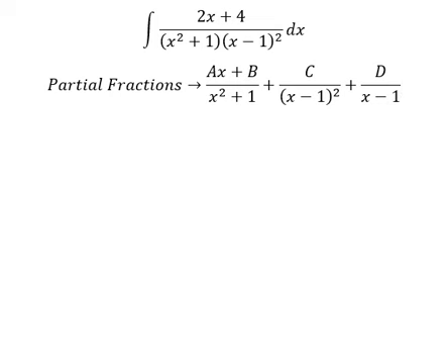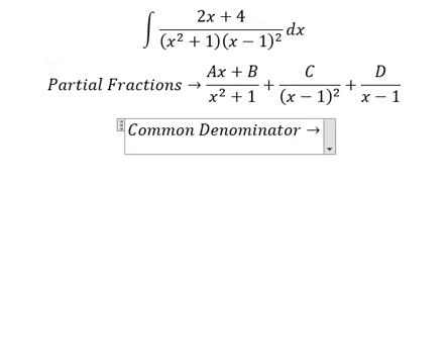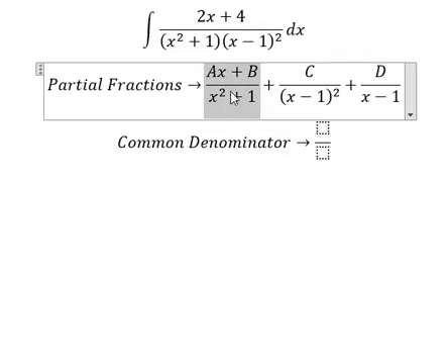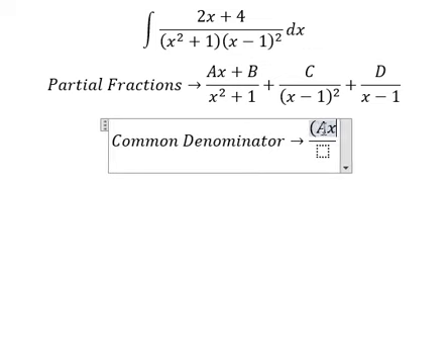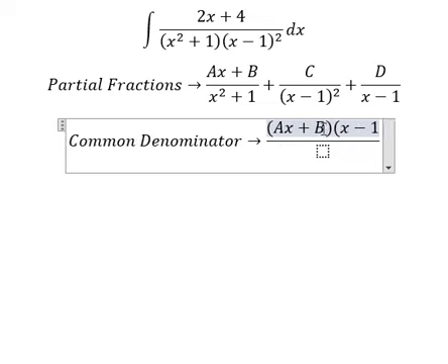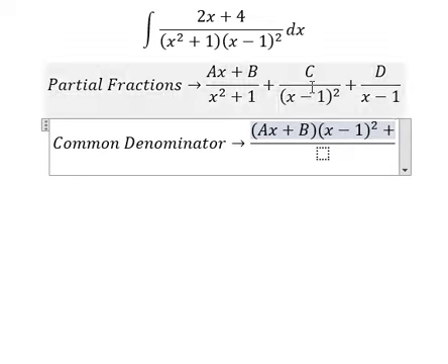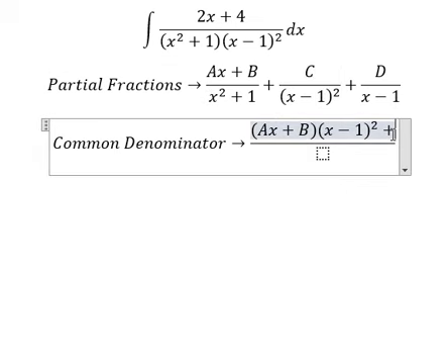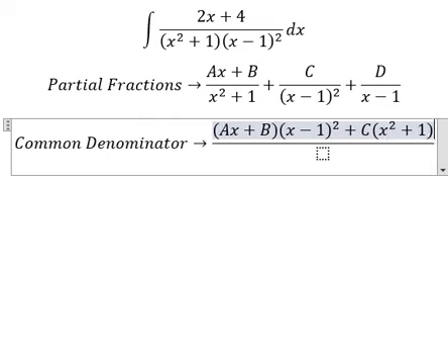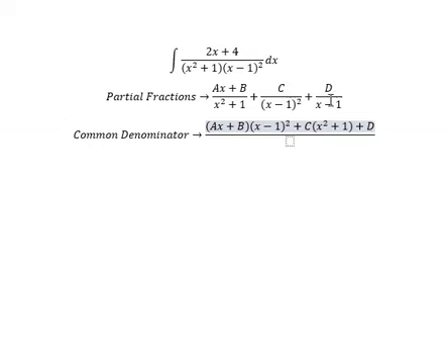Next, we do common denominator. About this one, it is missing (s minus 1) to the power of 2. About this one, it is missing (s squared plus 1). About this one, it is missing (s squared plus 1) and (s minus 1).